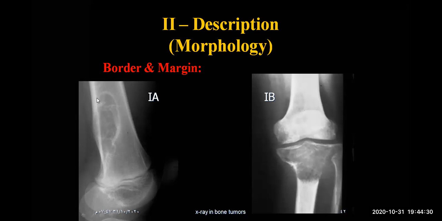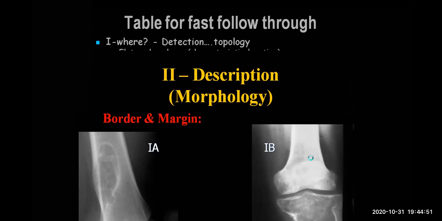For the border, it is a bit hazy without sclerosis, but there is a sclerotic ring around the tumor. That implies the tumor and the bone have no time to isolate the tumor like this one. Right? This is the area, the intensity.